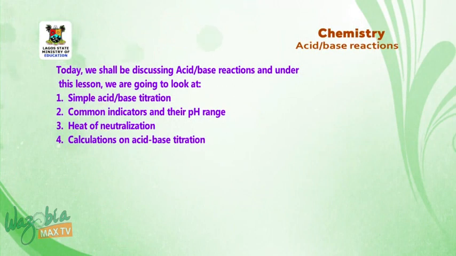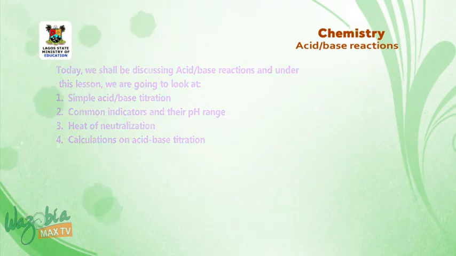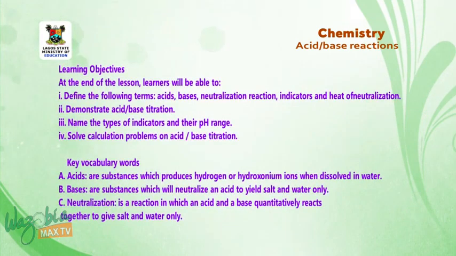Today, we shall be discussing acid-base reactions, and under this lesson, we are going to look at: 1. Simple acid-base titration, 2. Common indicators and their pH range, 3. Heat of neutralization, and 4. Calculations on acid-base titration. Learning objectives for this lesson.